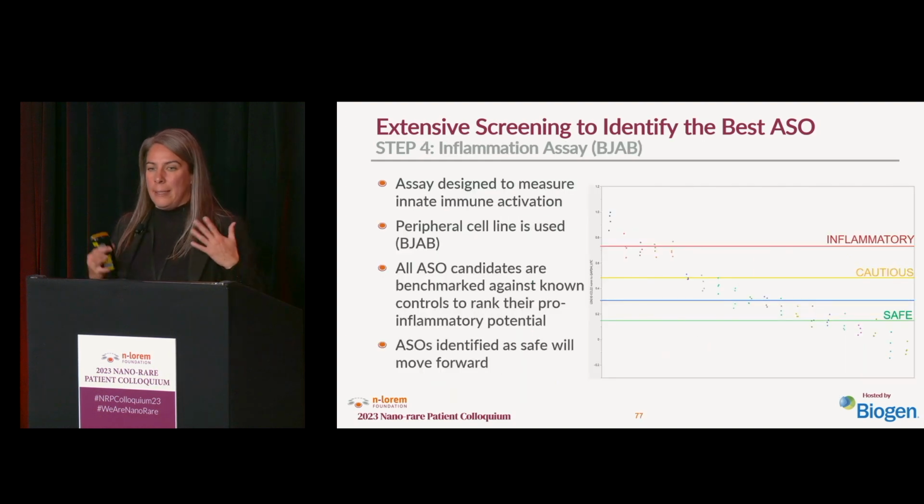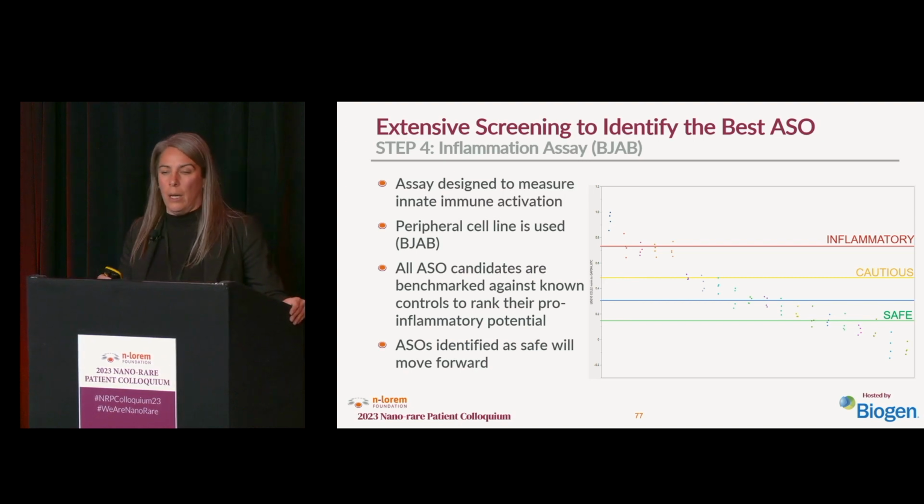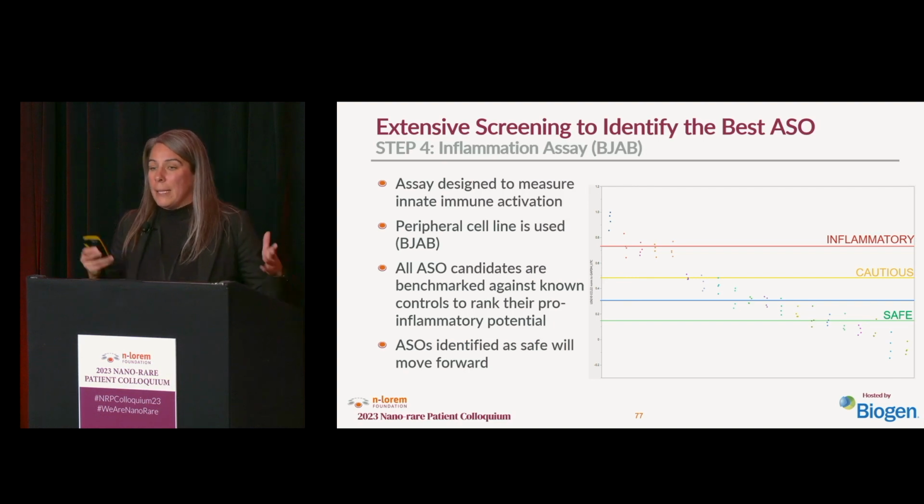And so at this stage, we're now looking at an assay that we call the BJAB assay. So essentially, that's an assay that is designed to measure activation of the innate immune system. And so some ASOs are known to trigger an inflammatory response, and that's not desirable. And so this part of the screening is really designed to identify those ASOs that would trigger this type of response. And basically what we're doing is treating peripheral cells.